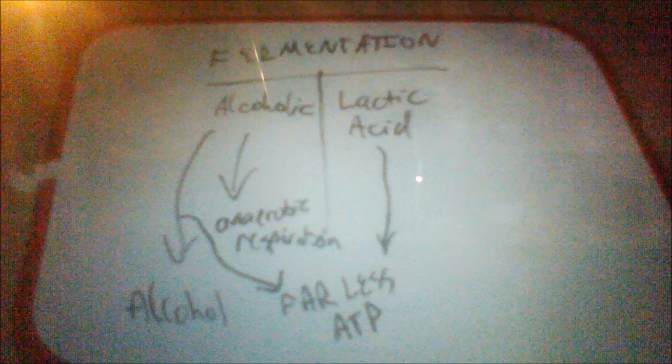But when an organism has no oxygen, there is fermentation. The two types are alcohol and lactic acid. This is an alternate route to aerobic respiration. With alcoholic fermentation, far less ATP is created and alcohol is made. With lactic acid fermentation, less ATP is created, so it puts out lactic acid. That is what makes your muscles sore.